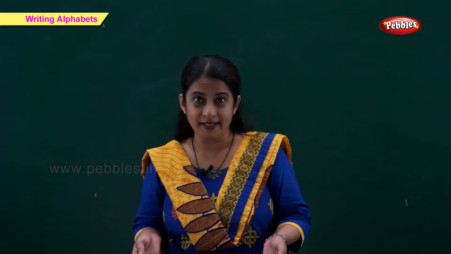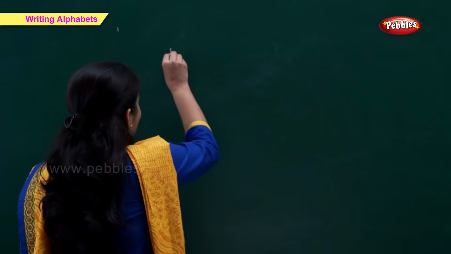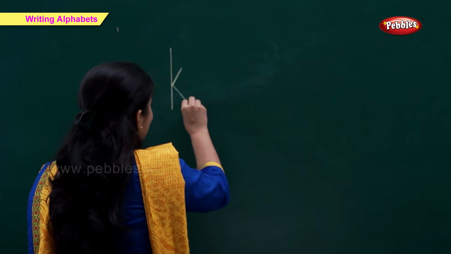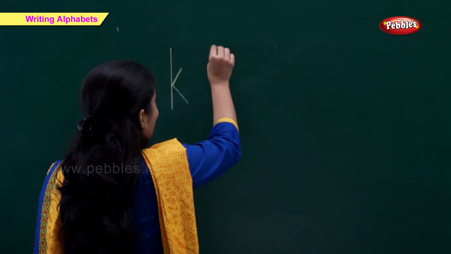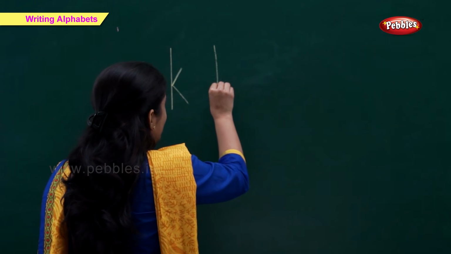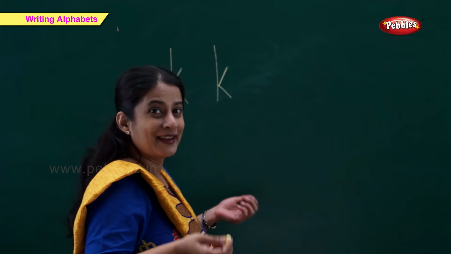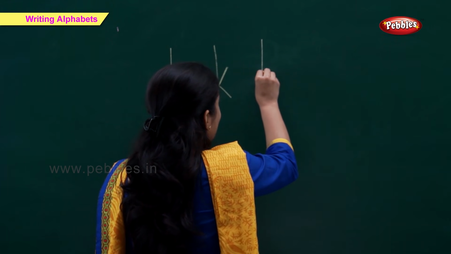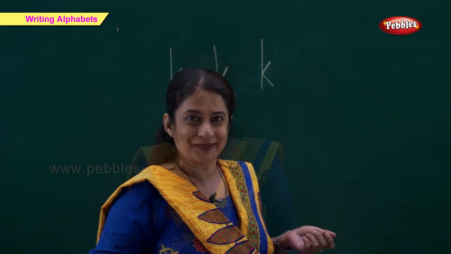Now we will write K. Small k. Standing line with two crossed lines makes K. Small k. A standing line with two crossed lines makes K. Small k. A standing line with two crossed lines makes a small k.